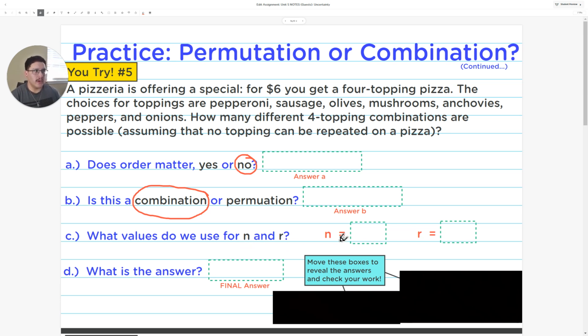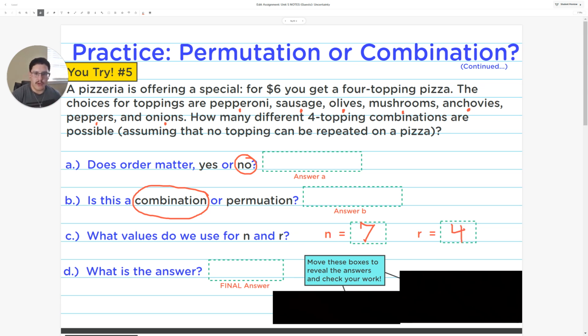So now, what values do we use for N and R? Well, N is the total number of toppings that you can have. It doesn't give us a number, so we have to count. The choices for toppings are 1, 2, 3, 4, 5, 6, 7. So we have 7 toppings to choose from. Now, we're getting a 4-topping pizza. So from those 7, we have to choose 4.